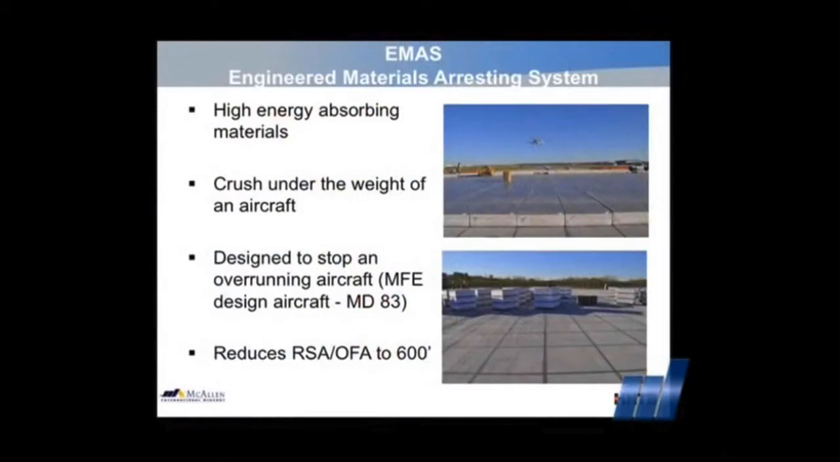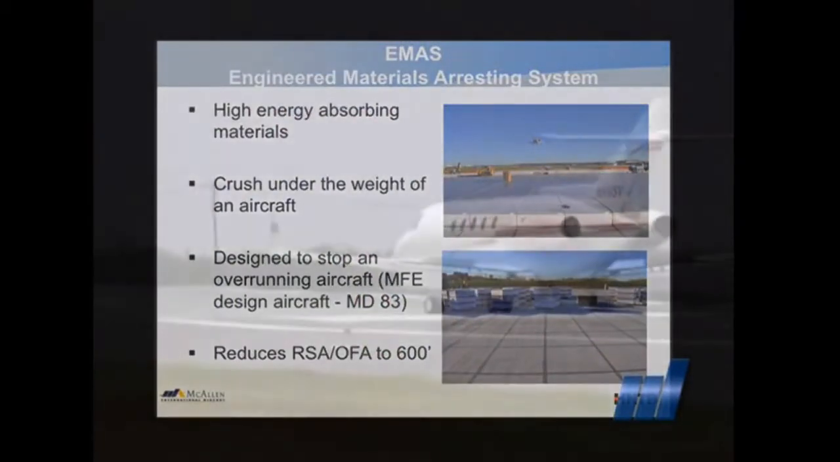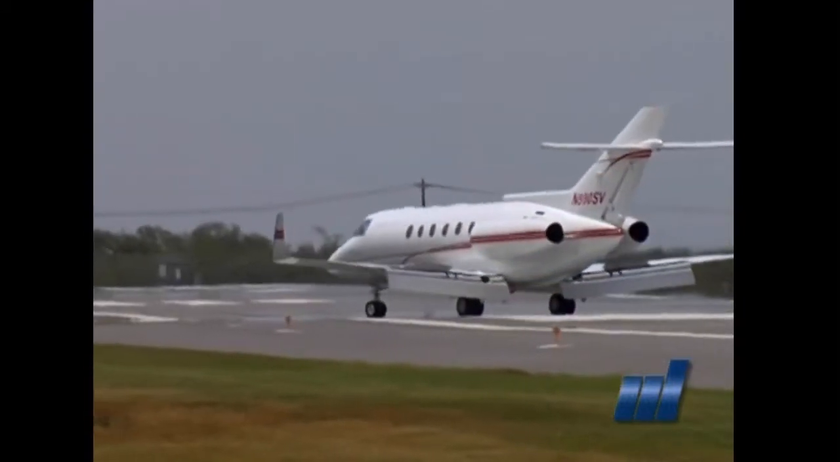And we started out by looking at alternatives to say, okay, what can we do if we don't add any pavement, if we don't change anything? If we don't add any pavement, what can we do? And then we went all the way up to alternatives that are fairly expensive, that if we added what is called EMAS. EMAS is a high-energy absorbing material proven effective in stopping planes that overrun the runway. The material crushes under the weight of the aircraft.